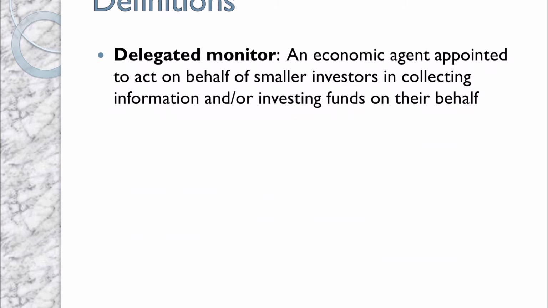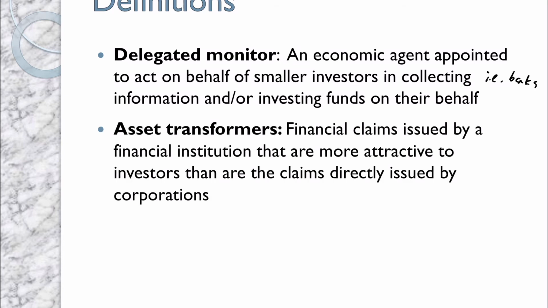First one being a delegated monitor. A delegated monitor is an economic agent appointed to act on behalf of smaller investors in collecting information and/or investing funds on their behalf. This is essentially banks. That's an example. A bank could be a delegated monitor where they are acting on the behalf of all these individual investors, investing funds on their behalf. Then you have what is called asset transformers.